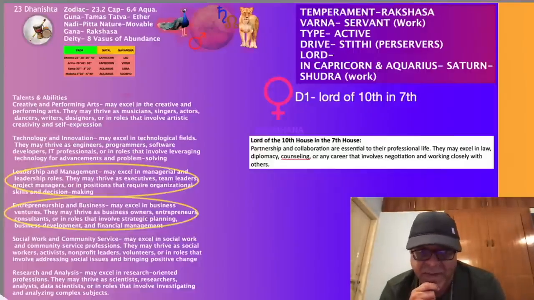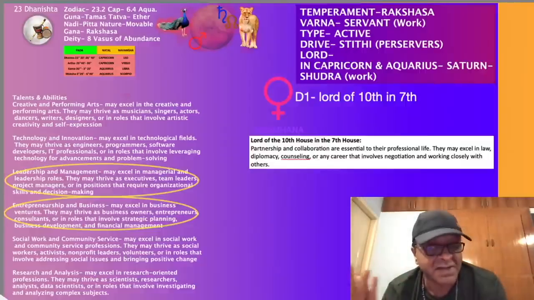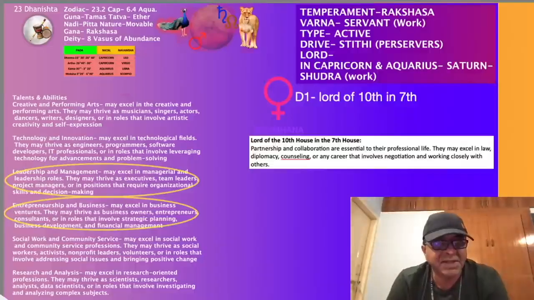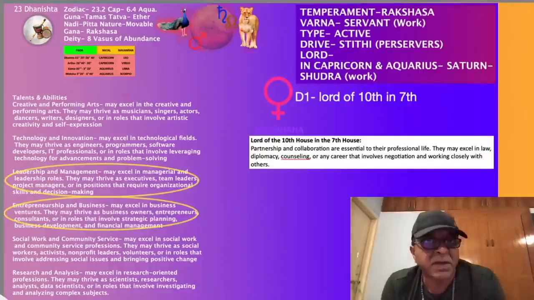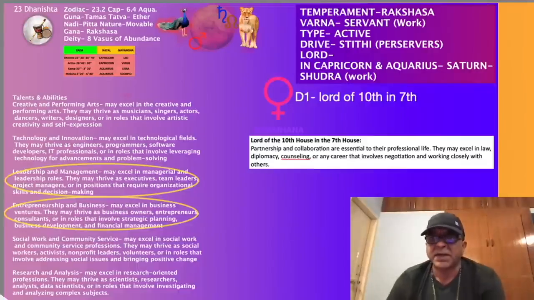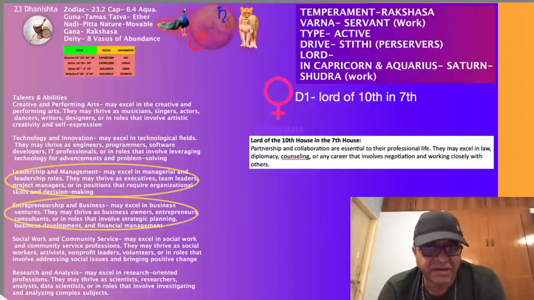So leadership and management come there. I have circled those two. They may thrive as executives, team leaders, project managers. Yes, she's an entrepreneur. Next one is entrepreneurship and business. They may excel in business ventures. They thrive as business owners, entrepreneurs, and consultants. She owns and runs a manpower consulting agency, HR consultancy. Does even trainings, I would think, last time I had spoken to her. So that's her D1 chart.